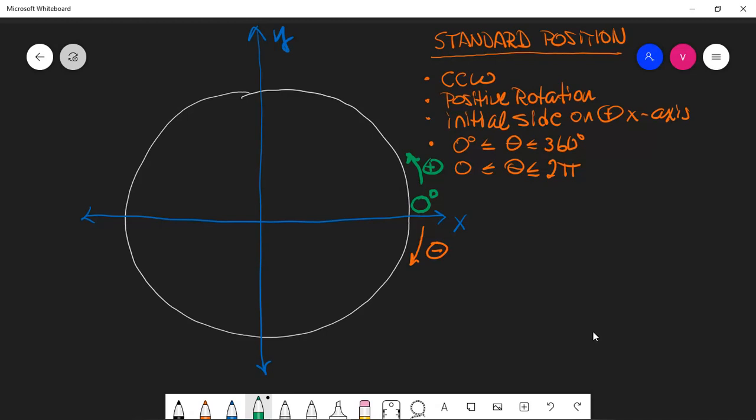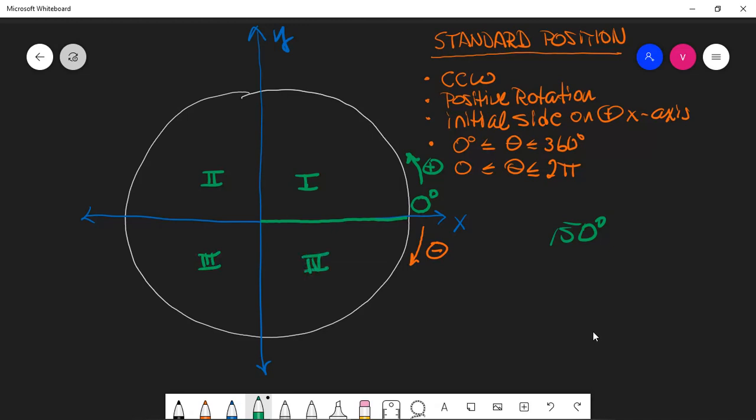All right, now let's try something like 150. So here's your initial side, positive 150 degrees. Where is 150 going to be? Which quadrant? Here we have quadrants 1, 2, 3, and 4.